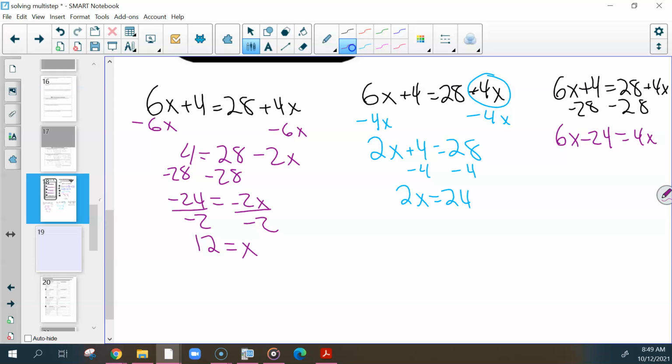We now have to get our variables to the right. So we have to subtract that 6x. And we end up at that same step where we had to divide by negative 2. So we end up getting the same thing.